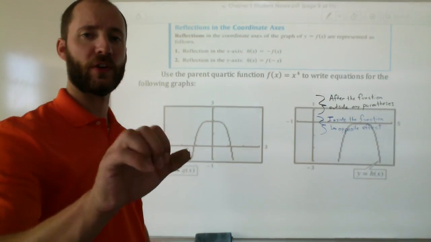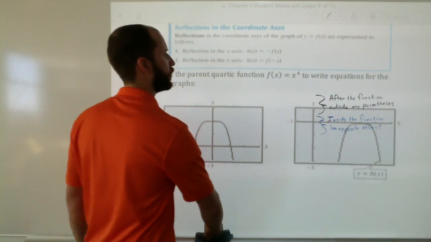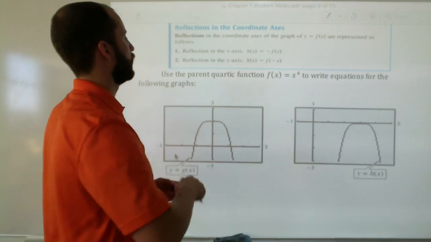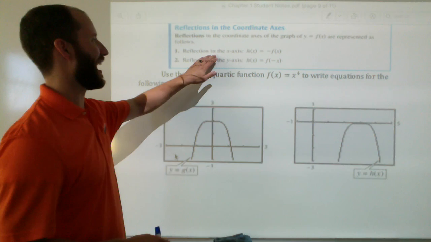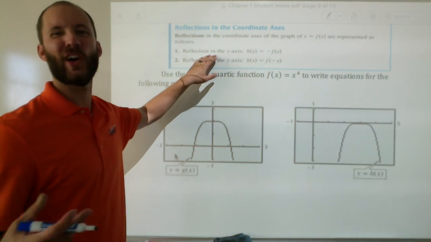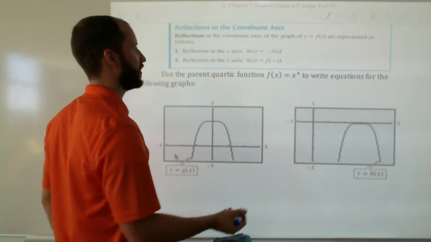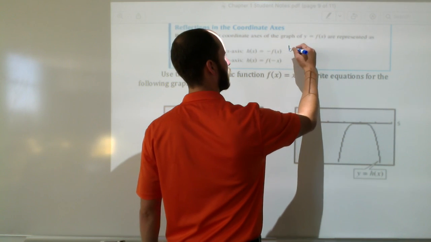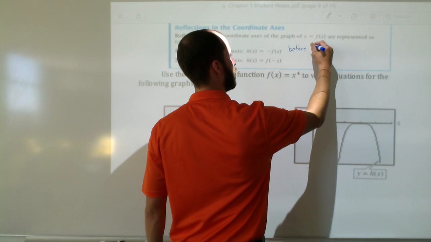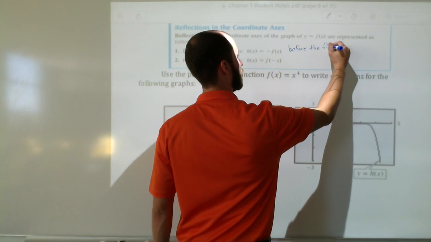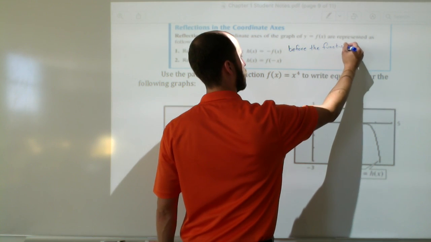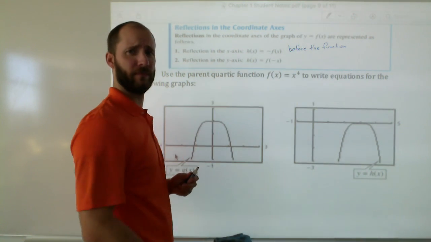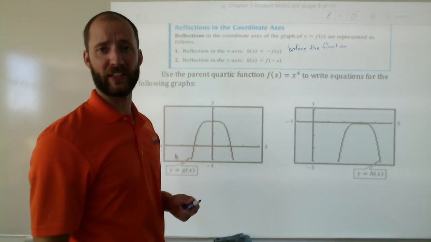Now this is what I want to focus a little more on. So reflections. A reflection in the x-axis, you can also read that as over the x-axis. So you have negative f of x. That is before the function, because whatever the function is, you're just taking the opposite. Flip it over the x-axis.